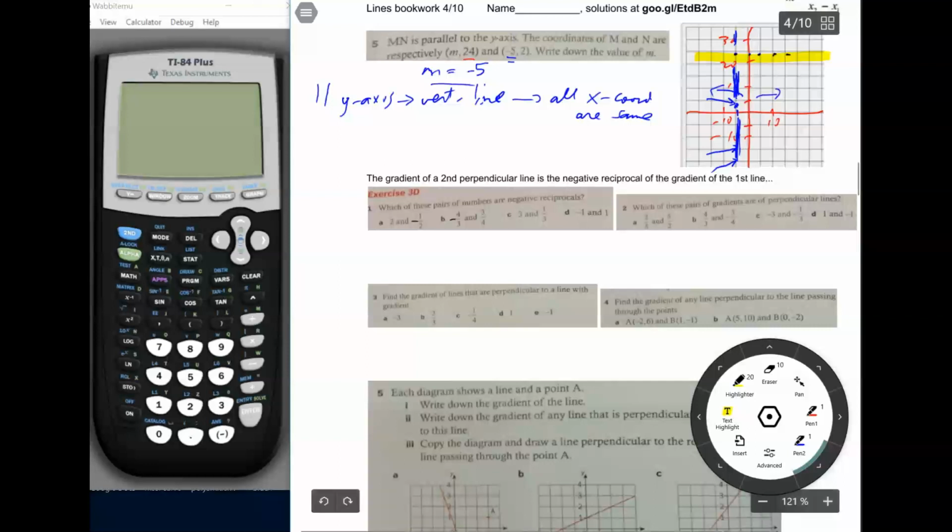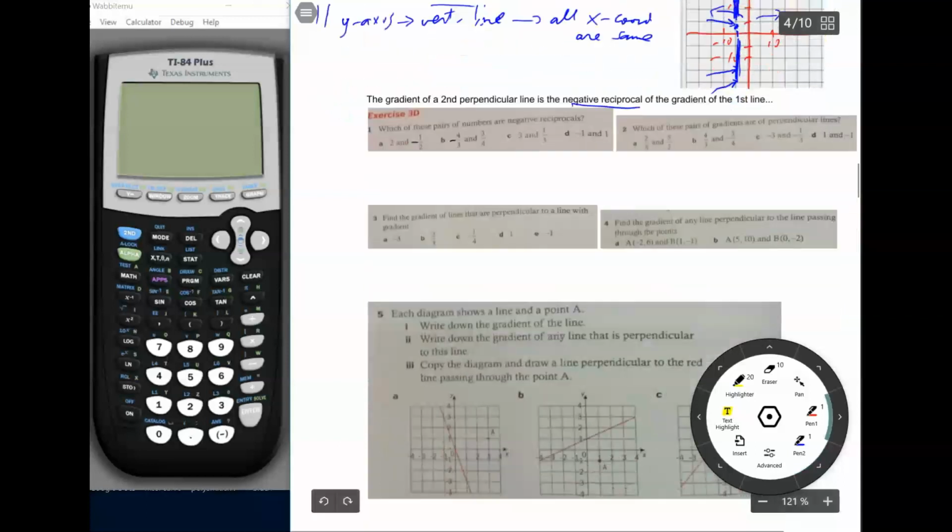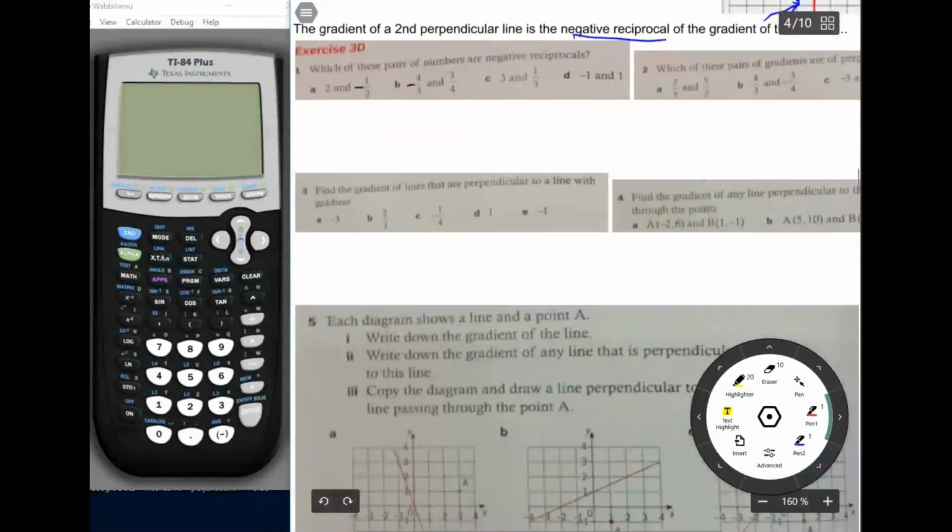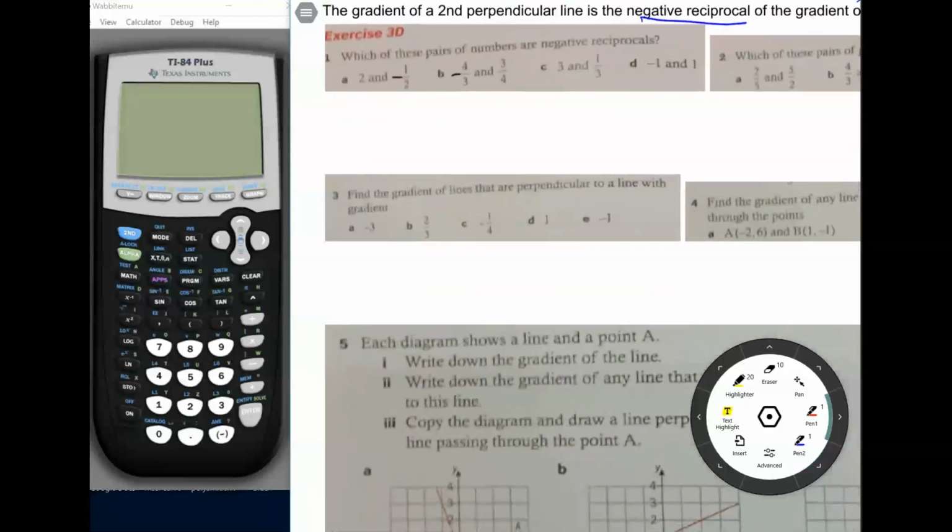The gradient of a second perpendicular line is the negative reciprocal of the gradient of the first line. Remember that from the investigation? So let's see what they're going to ask us. 3D. Which of these pairs of numbers are negative reciprocals?